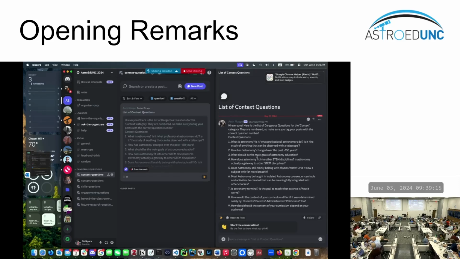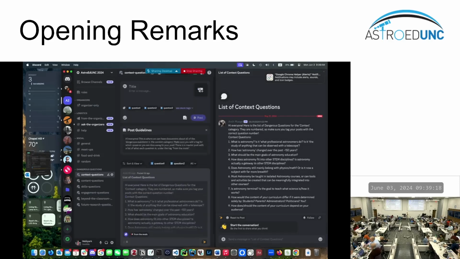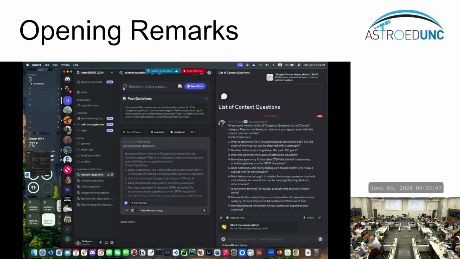And so here is the numbering scheme that I'm using. So this is in that category. And if I wanted to make a post, I can choose the tag. So say I'm talking about question 1, I can tag it with question 1 and then make my post. And you can reply to people's posts, and you can also search through the channel by people who have posted with that tag. And once we have some actual posts in the Discord, I can show you again what that looks like. It's very empty right now because it's just me. And so there's one of these for each of the categories. So context, content, engagement, beyond the classroom, and future research. And then we will also be setting up some channels for the workshops as well.